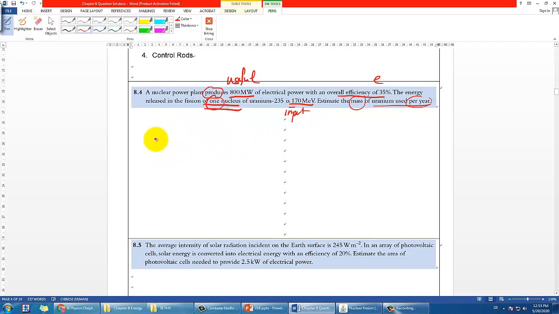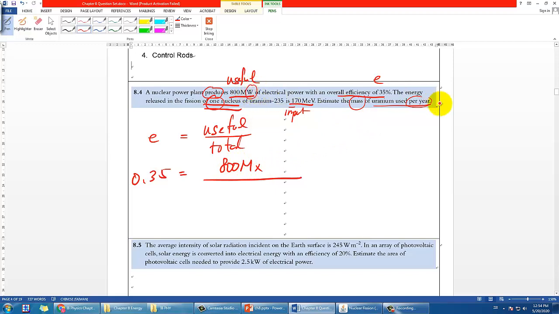So the easiest way to start with will probably be using the efficiency equation, that is the useful energy or power over the total one. Okay, and so here we have 35%, so I'll write it as simply 0.35, and then useful power would then be 800 mega, but you can see here this is in the unit of watts, so we want to find for 1 year, so we would be multiplying with 365 days, 24 hours, 60 minutes and 60 seconds. So you can calculate all the energy you need to produce at the end for the whole year.